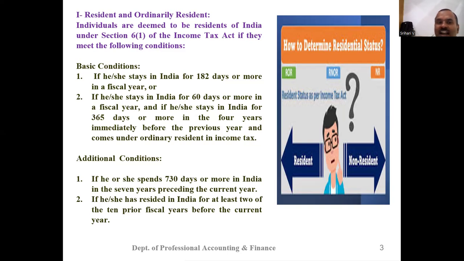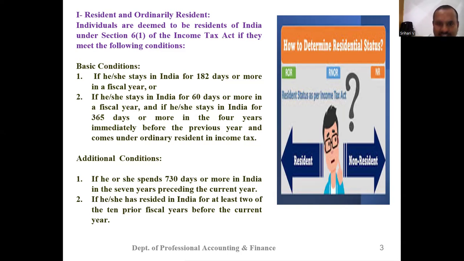Then, which are these additional conditions? In the 7 previous years preceding the previous year, the individual should be there for a period of 730 days. Then, out of 10 previous years preceding the previous year, that person should be a resident for 2 previous years. Then he or she is said to have satisfied the 2 additional conditions. There are 2 basic conditions and 2 additional conditions.